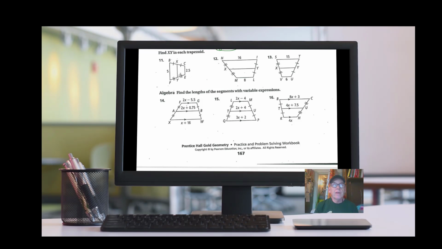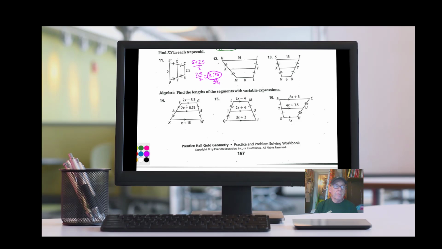So what we have to do to find out the length of xy here, we're going to add 5 and 2.5. And then we're going to divide by 2. So that gives us 7.5 over 2, which is 3.75, or 3 3/4 if you go for fractions.